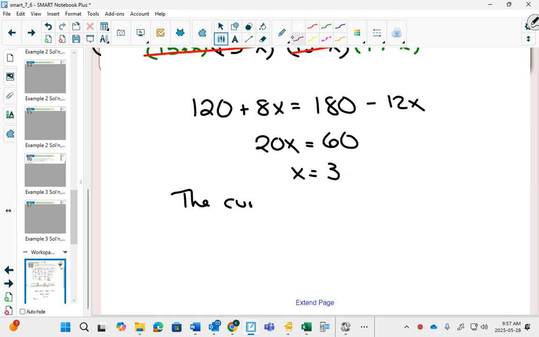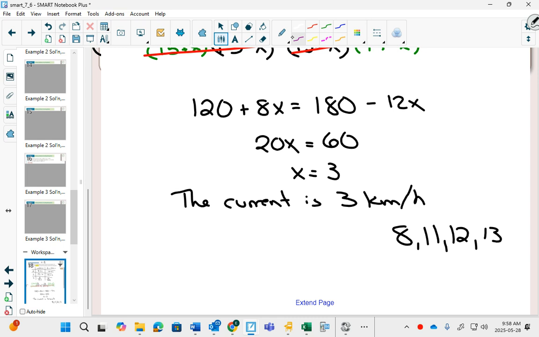And because it's a word problem, you have to include all of our units. Probably good to write a sentence at the end. The current is 3 kilometers per hour. Circle 8, 11, 12, and 13. And these are your practice questions for distance, speed, and time questions.